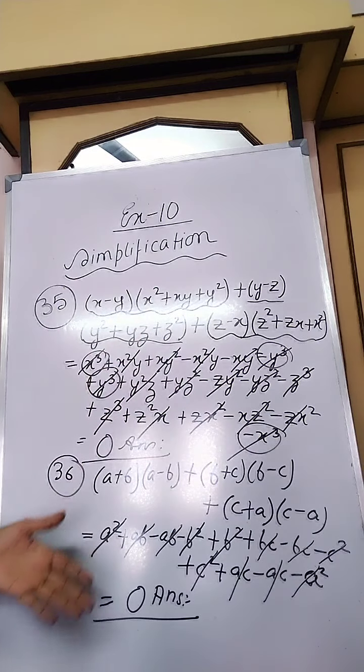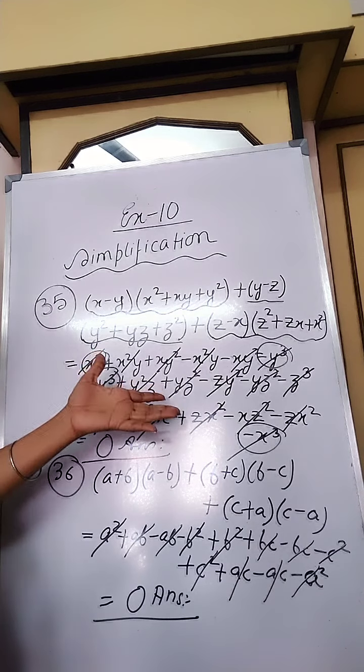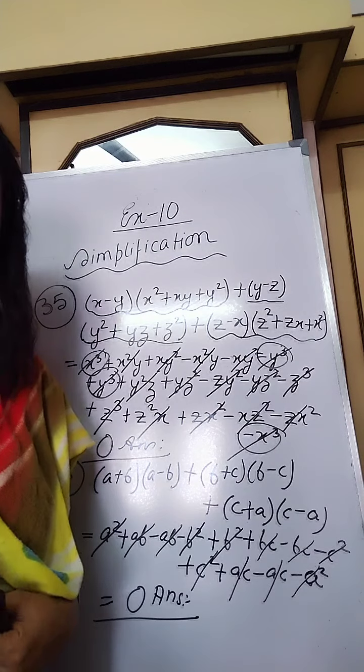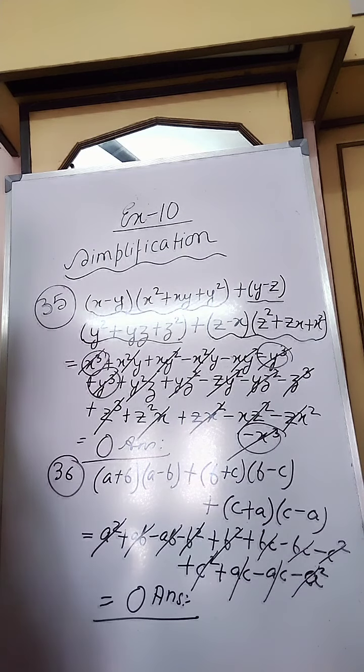Likewise, these sums are also coming 0, though they are a little bit lengthy in the first step while you are doing the multiplication. Otherwise, the sums are very easy. So this is how we are solving this sum. I hope you have understood.